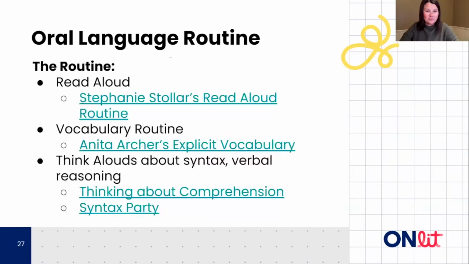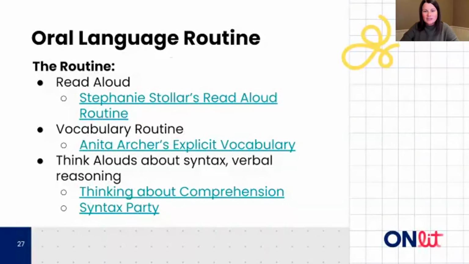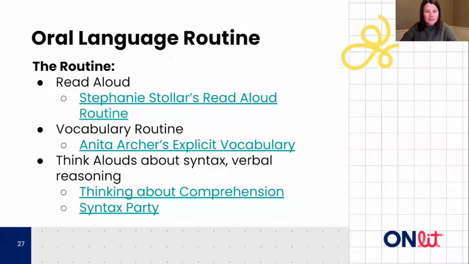In addition to this, some days I will focus our read aloud on syntax or verbal reasoning. I will use a think aloud with my students, intentionally sharing how and why I was confused and how I monitored my comprehension, went back and reread, and then changed my expression to match this new understanding. A few great resources on ONlit include Thinking About Comprehension with Nancy Hennessy and The Syntax Party with Margie Gillis. These are helpful resources for you to learn more about syntax and how it can be integrated into your lessons.